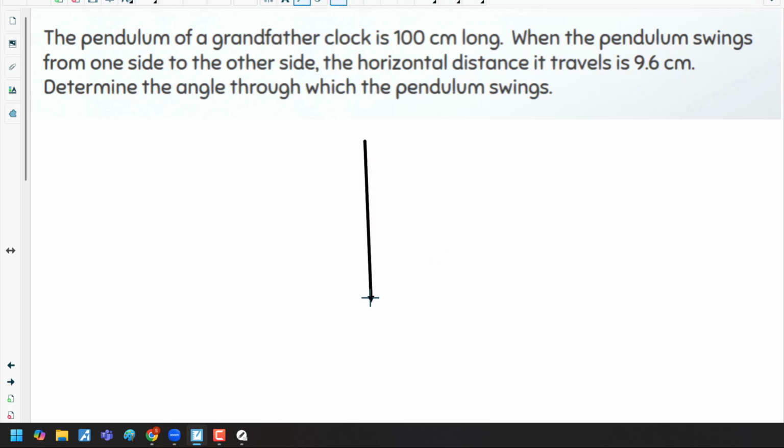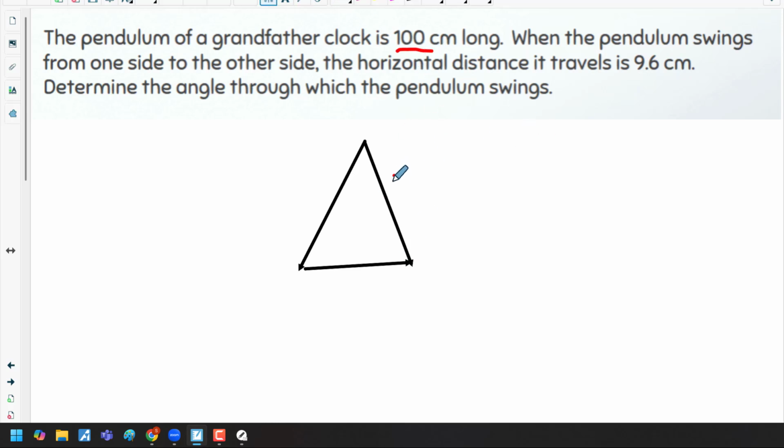Okay, so we got a pendulum here, and if you don't know what a pendulum is, it's this really long stick thing, and it kind of goes back and forth like this. So it goes to one side, and then it goes all the way to the other side, and goes back and forth between those 2 points. So it kind of makes a triangle. And the pendulum itself is 100 centimeters. That's what they said. So this is 100. This is 100. And we know that the horizontal distance, meaning from here to here, is 9.6.